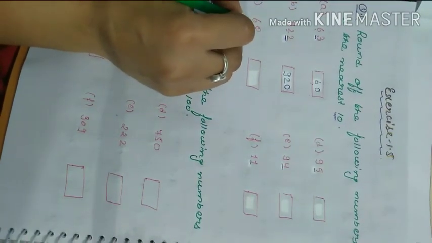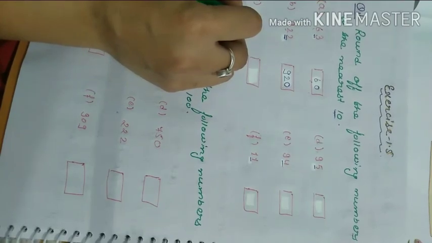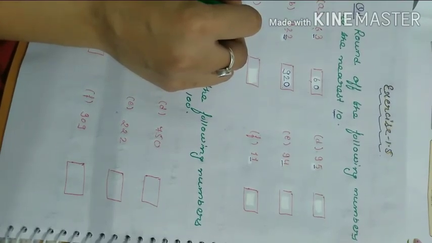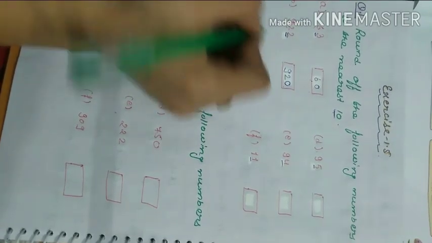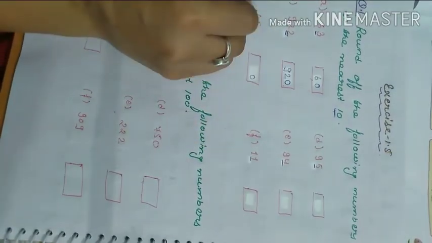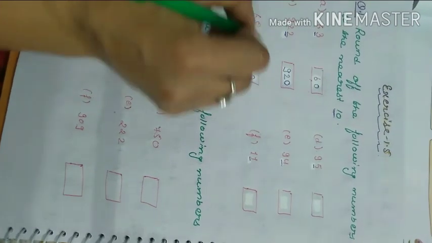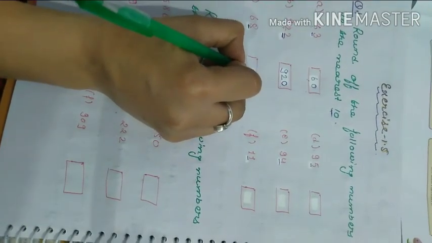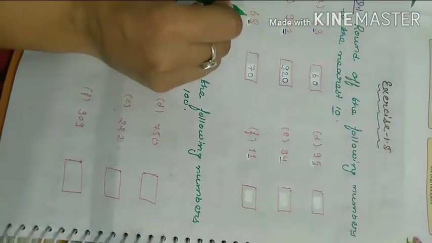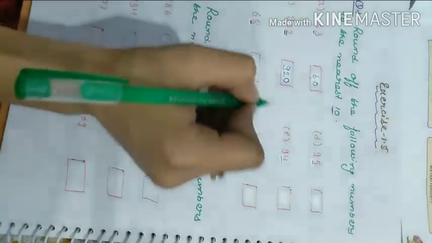Here at the ones place we are having 8 which is more than 5. Okay, so what will we do here? We will put 0 at the ones place and add 1 to the tens digit. So it will become 70. So the rounded number of 68 is 70.